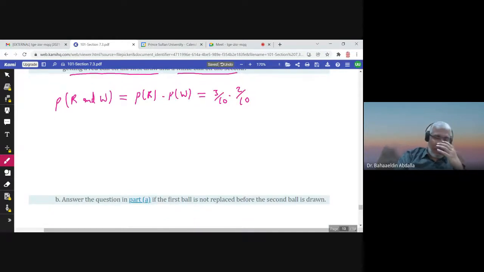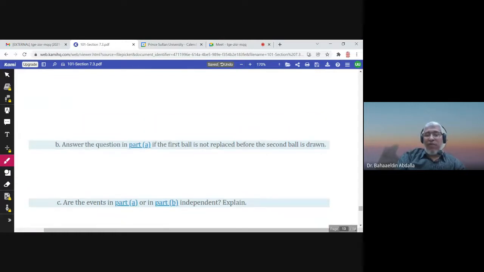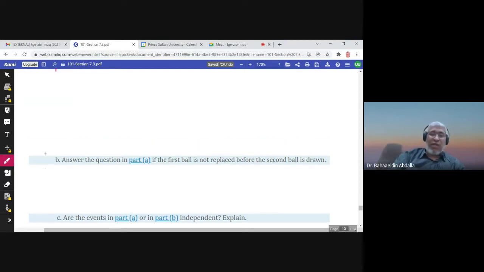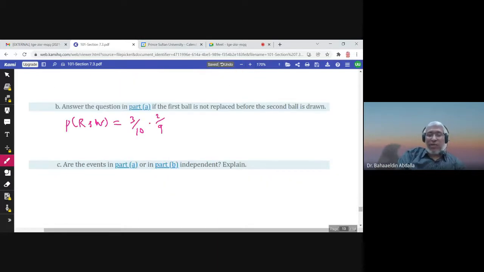Red and white. Answer the question in part A. If the first ball is not replaced, then the probability will be the probability of R and W. The probability of R would be 3 over 10, but now the probability of white would be 2 over 9. And 2 over 9 is not the probability of white, it's the probability of white given the first ball is red.